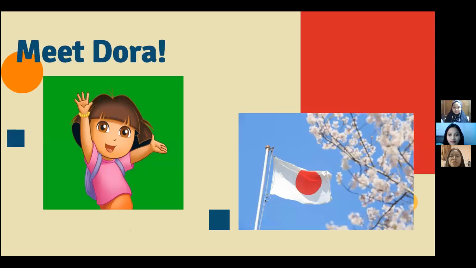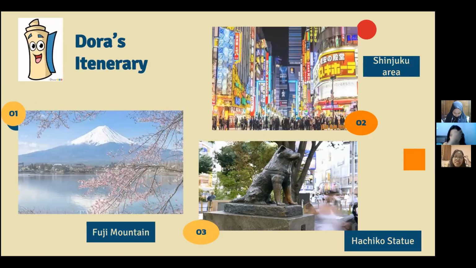Now, please meet Dora. Do you know that Dora likes to explore places, right? Now, do you know which country has this flag? Yes, Japan. Dora is going to Japan. This is Dora's itinerary. In Japan, she would like to go first to Fuji Mountain, second to the Shinjuku area, and the last one to see the Hachiko statue.